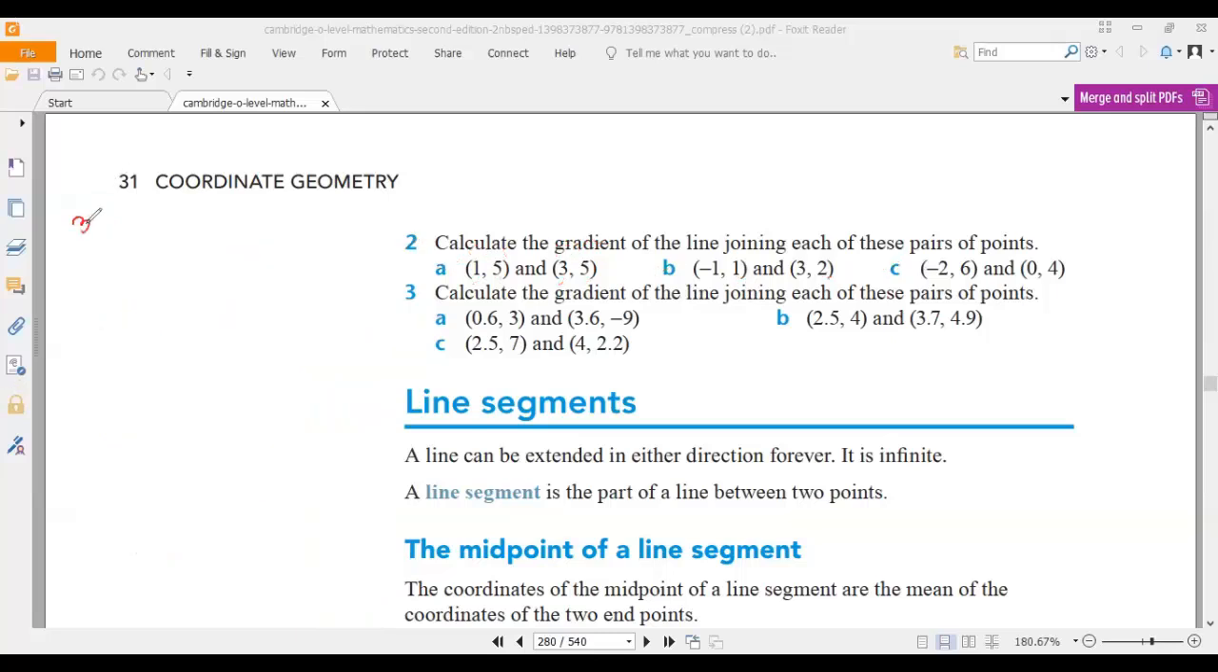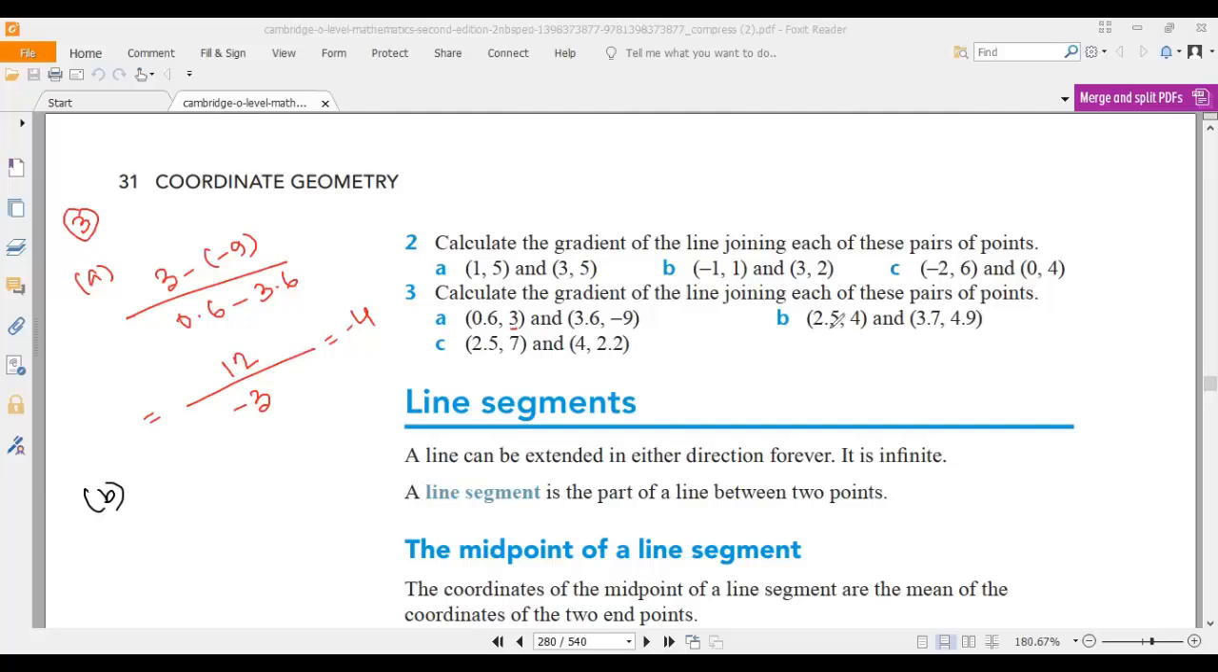Now, question number 3A. This is the decimal related problem. Same way, y1 minus y2. So 3 minus minus 9, x1 minus x2. So 0.6 minus 3.6. Now, 3 plus 9 will be 12 and 0.6 minus 3.6 will be minus 3. So 12 by minus 3 will be minus 4. Very simple.